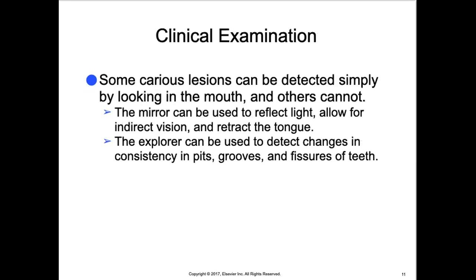Some carious lesions can be detected simply by looking in the mouth, and others cannot. The mirror can be used to reflect light and allow for indirect vision and to retract the tongue. And the explorer is used to detect changes in consistency in pits, grooves, and fissures of the teeth. The explorer is used as a tactile device to feel or detect any changes in consistency, such as a tug back or catches, or the feeling of a dental explorer gliding over leather instead of smooth glass.